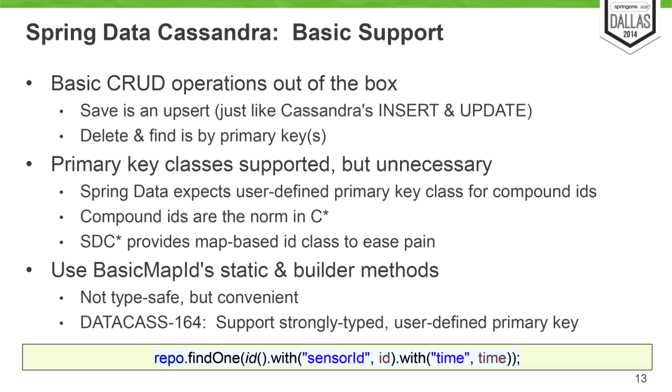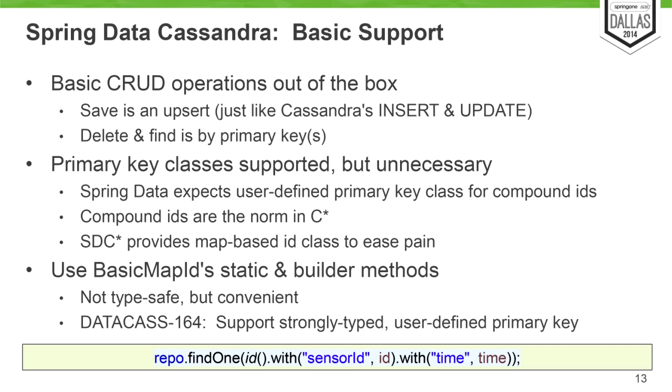So you know your queries ahead of time, you design your tables to support those queries, and those tables must be uniquely identified by the primary key. And that's usually many different columns. So in order for you to not have to worry about that and have a comfortable experience using Spring Data Cassandra, we've provided basically a map ID. So we just use a map under the covers and provide you convenient methods to construct identities. Now that's not type safe, but it certainly helps.